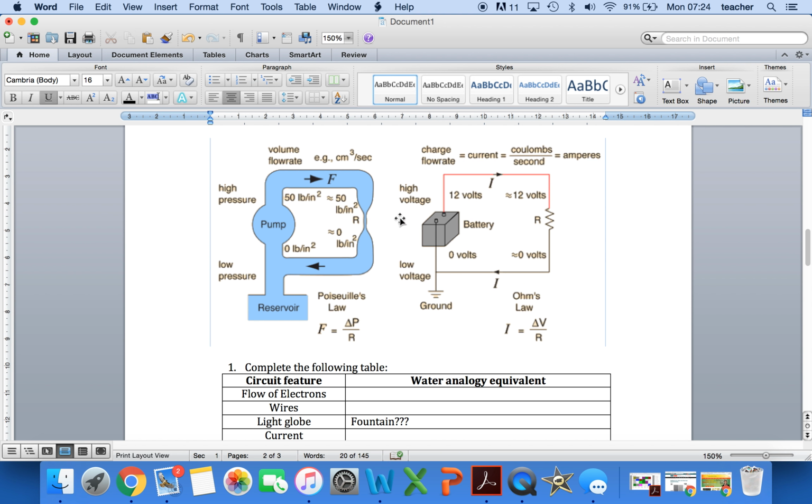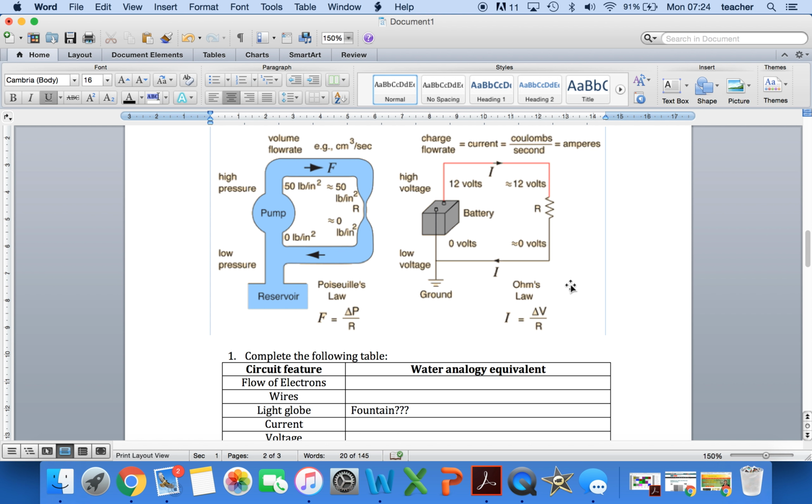Now you might have a look at some of this extra numerical information here. We'll definitely talk about those a little bit later on in the topic, especially Ohm's law.